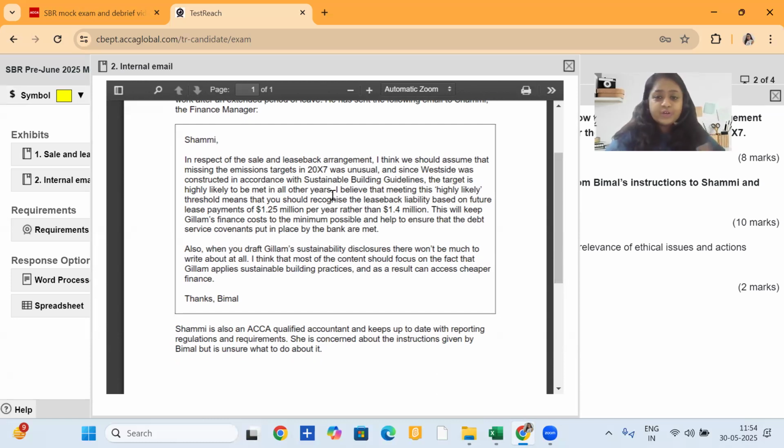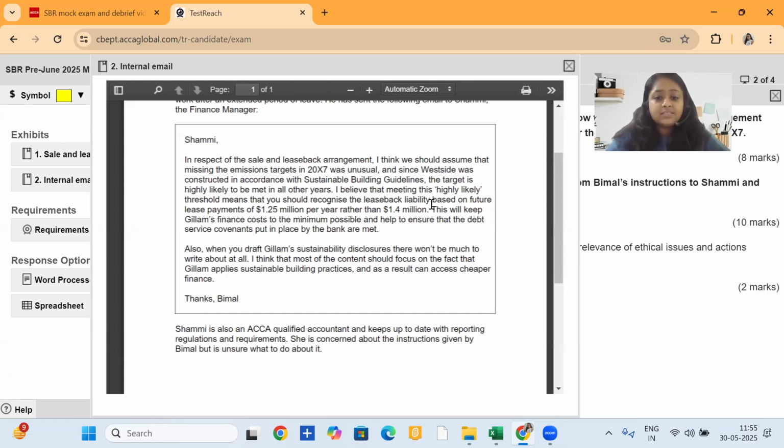I've already read the first part, so I know this question is more about sustainable buildings. So the focus is to lower the emissions. And this email basically tells us that they are assuming that although they have missed the emission targets in 20x7, which was unusual, it is highly likely that they will achieve the emission targets in the coming years.